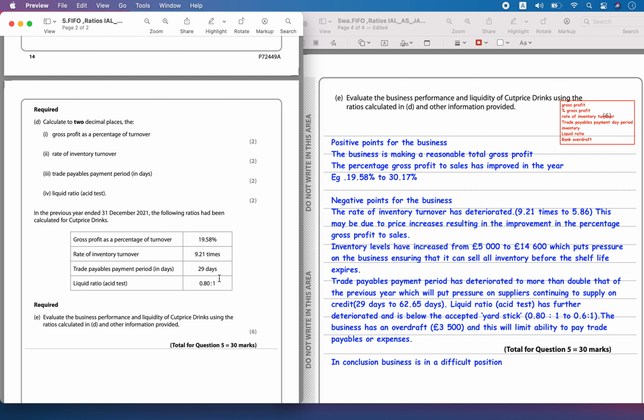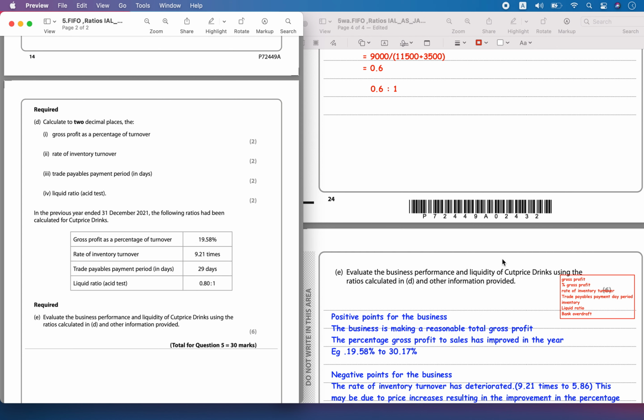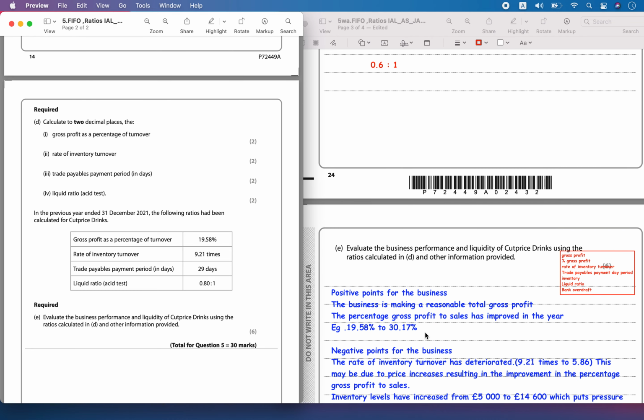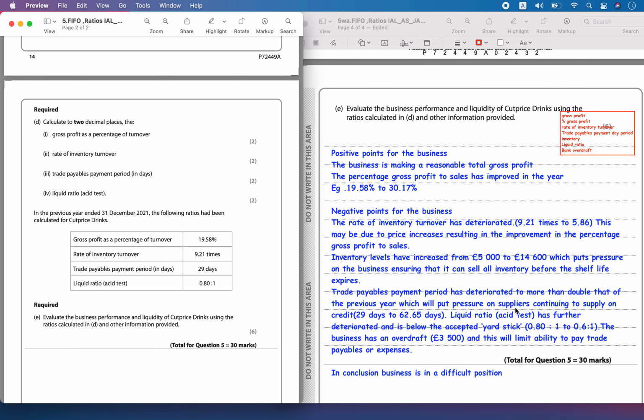Then the trade payables payment period has deteriorated to more than double that of the previous year, from 29 days to now 62.65 days, which means, okay, so what does that mean? It is going to put pressure on the suppliers continuing to supply on credit. You're just taking the credit and you're not paying the suppliers, which means supply can get disrupted in the future.